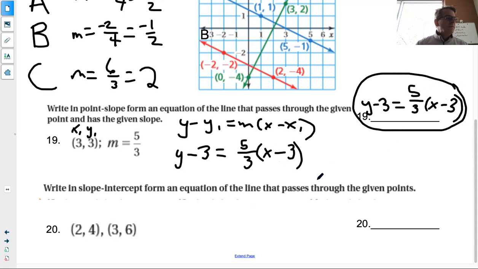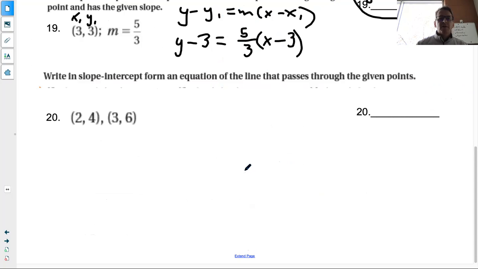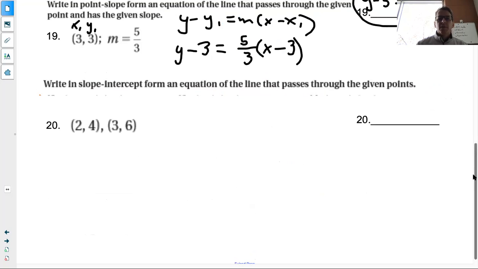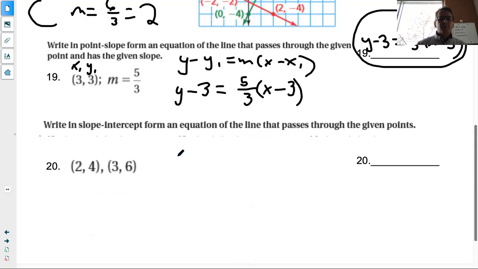And number 20 for the Unit 2 Practice Test Study Guide. Write in slope intercept form an equation of the line that passes through the given points. Okay, so this is very similar to page 3, numbers 11, 12, and 13. So this is kind of thrown in at the end. So we're going to need to find the slope.